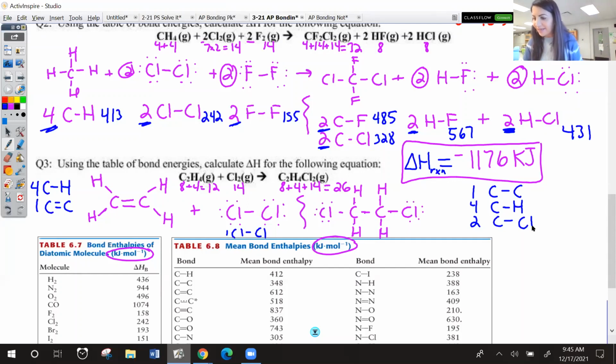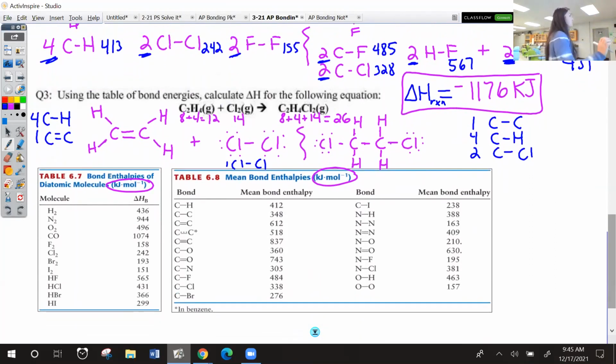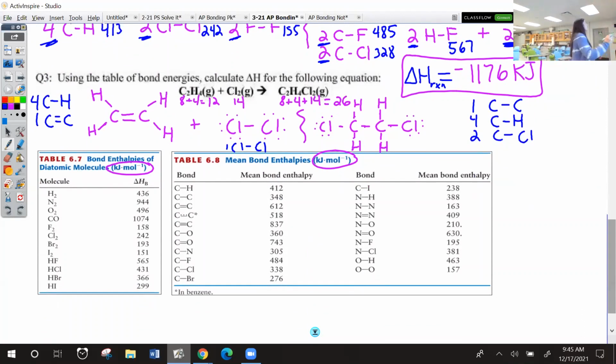All right, let's get our numbers going here. So the CH, I'm seeing a 412. The C double bond C is a 612. The Cl-Cl is a 242. And then my CC is 348. CH is 412. And CCl is 338. Okay, go for it. Let's get you to calculate this now.